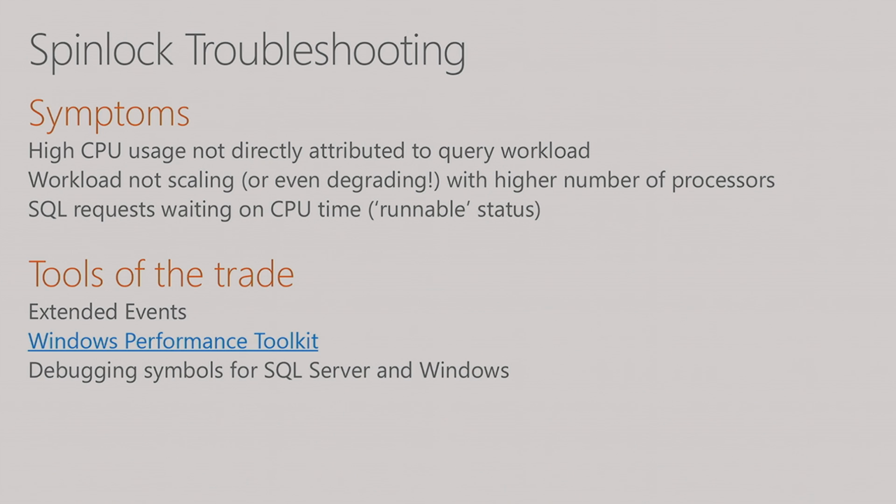A spin lock, for those who don't know about it, is a lock at an internal level. It's a data structure that SQL Server uses to protect access to other things. In this case, it was trying to protect access to something called a metadata cache.